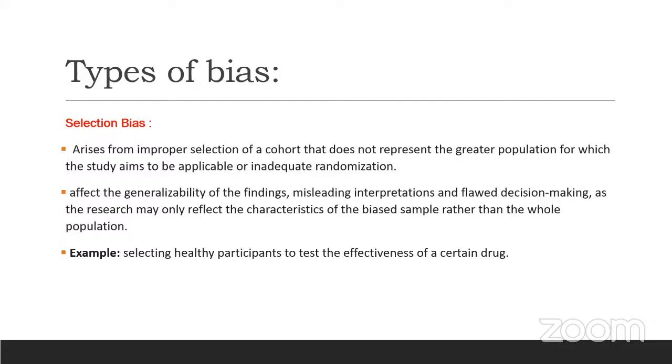Next, selection bias. It arises from improper selection of a cohort that does not represent the greater population for which the study aims to be applicable, or from inadequate randomization. It affects the generalizability of the findings, leads to misleading interpretation and flawed decision-making, as the research may only reflect the characteristics of the biased sample rather than the whole population. An example of this is selecting healthy participants to test the effectiveness of a certain drug.